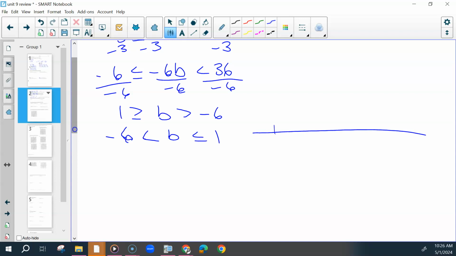So at negative 6, that would be an open circle. At 1, it would be a closed circle. And because this is condensed, you're just going to draw a line in between. If it's equal to, it's closed. If it's not equal to, it's open. Other questions on that?